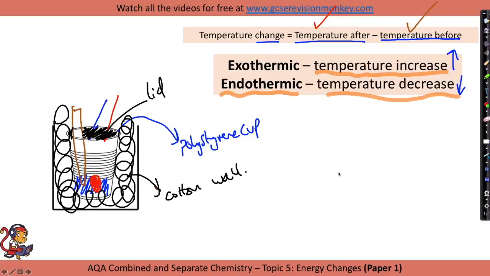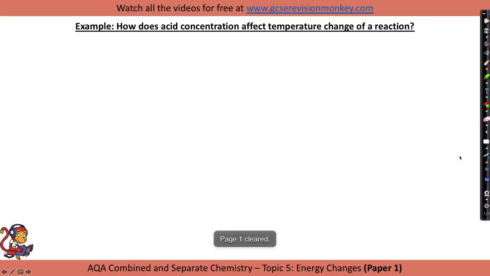So in the exam, you could just be asked to set up an experiment like this to determine whether a reaction is exothermic or endothermic, or you could be given a particular independent variable that you need to change, for example, the mass of one of the reactants, or the concentration of one of the reactants, or something like that. So I'm going to go through with you a step-by-step example whereby we're going to change the concentration of an acid and see how that affects the temperature change of a reaction.